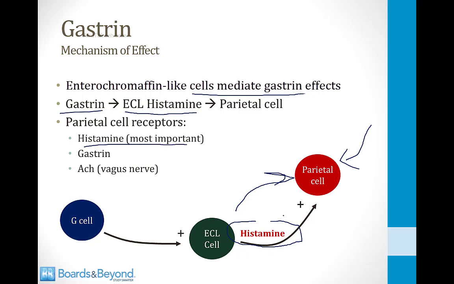And as you may know, there are drugs that are antihistamines, and they block this mechanism of gastrin-induced acid secretion, and therefore they lower the acid level in the stomach. As I told you before, however, gastrin can also directly stimulate the parietal cells, although this mechanism is less important than histamine. And then finally, parietal cells can also be stimulated by acetylcholine via the vagus nerve.